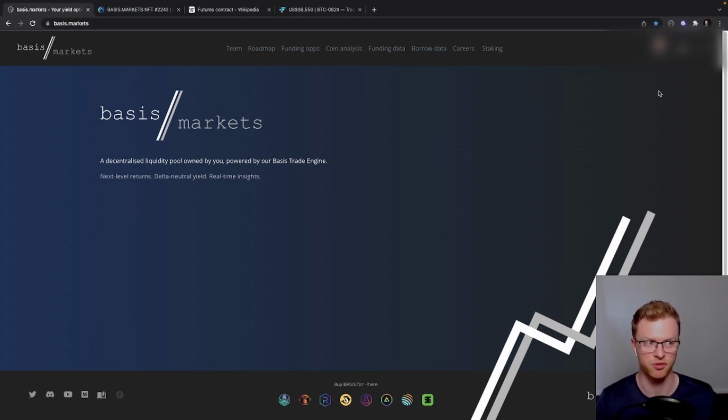The Basis Markets webpage recognizes that your Phantom wallet or your Solana wallet has an NFT, and then it prompts you to put in those Discord details. From there, we now have full access to the Basis trade engine, which you can see up here. New tabs will open compared to what we originally had. Instead of just team, roadmap, and other basics, we now have the funding opportunities, the coin analysis, funding data, borrow data, as well as careers and staking. So that's how you get set up in the first instance to get access to the Basis trade engine.